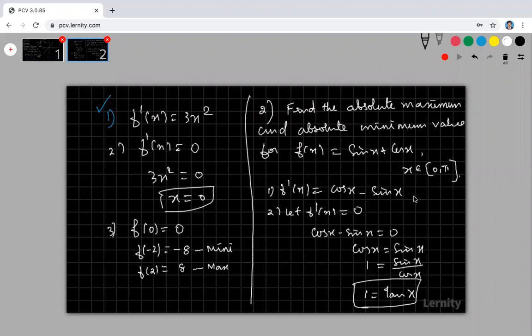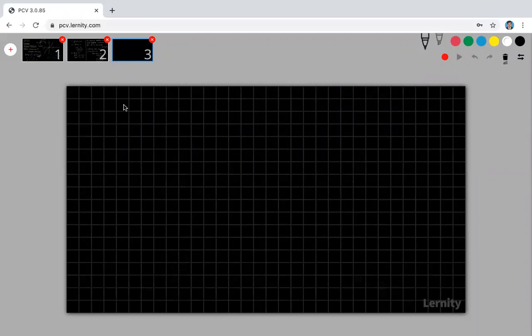Good afternoon, Preeti. Vimal, tan 0 is 0, not 1. Similarly, tan pi is also 0, not 1. So then look at that. No problem, I will explain.